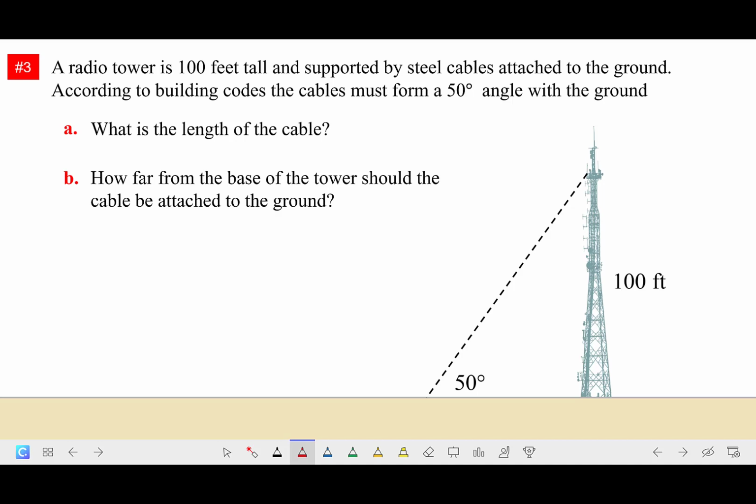Okay, so hopefully you're back. A radio tower is 100 feet tall and it's supported by steel cables. So here's our cable over here. Okay, and it's attached to the ground. And according to the building code, this has to be at a 50-degree angle.